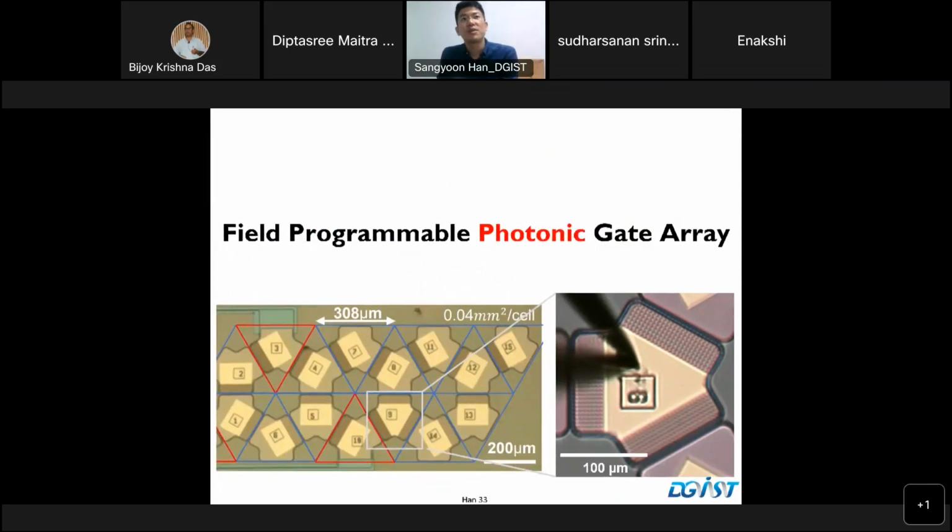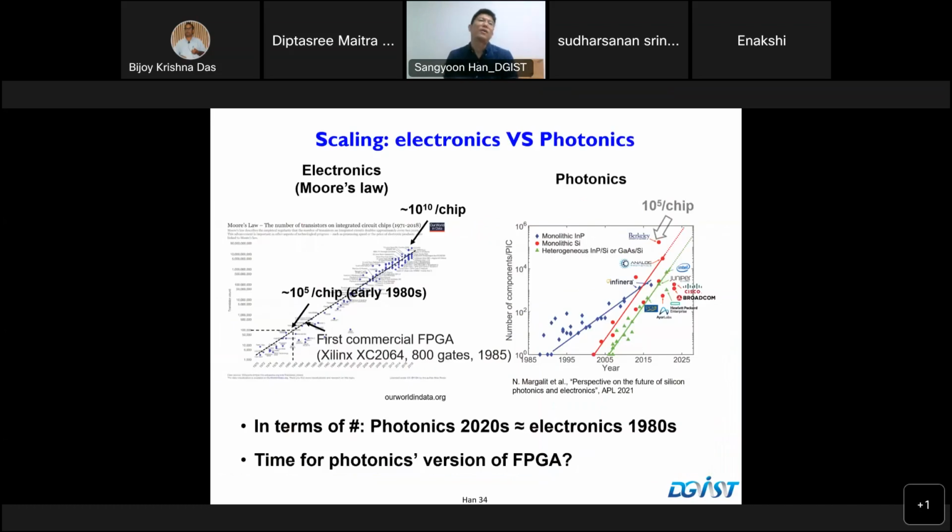Nowadays people are talking about programmable photonic circuits. Some people even call this field a field programmable photonic gate array, just like FPGA in electronics. I assume most of you know what an FPGA is, which is for programmable circuits. You can program it, and that circuit becomes whatever you programmed it to be. So that's like a multi-purpose circuit, you could say.